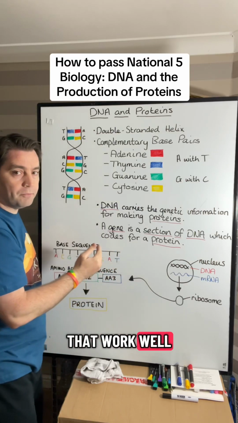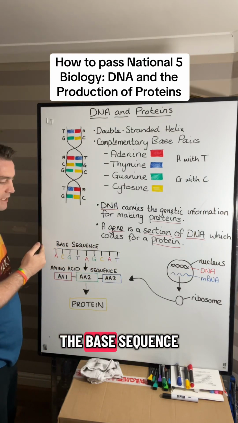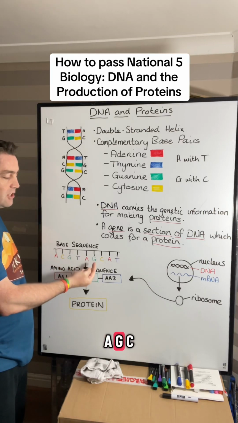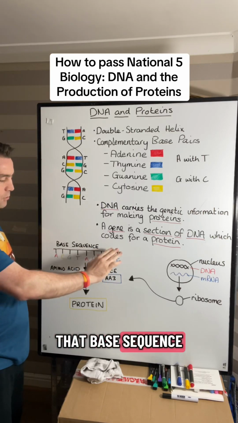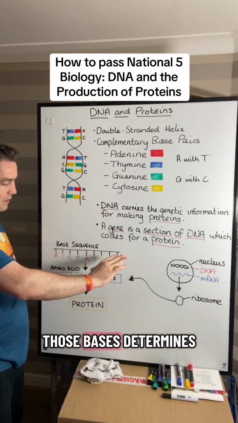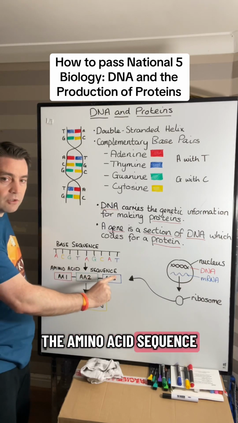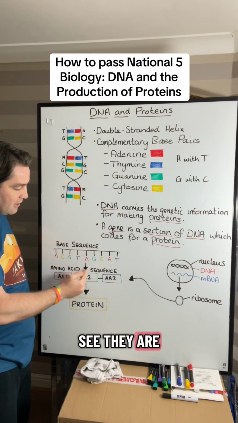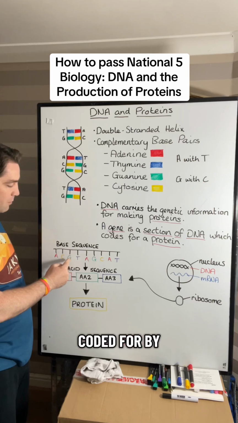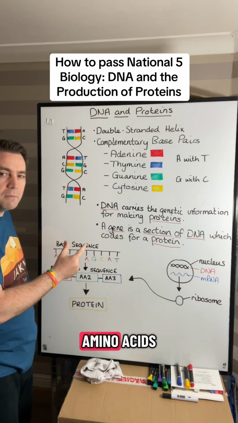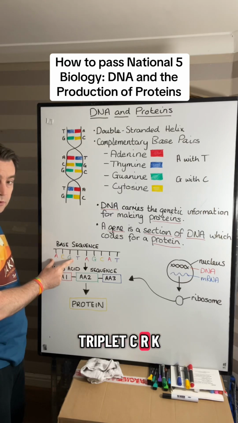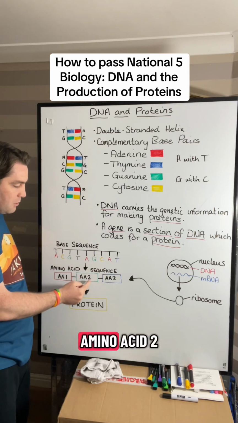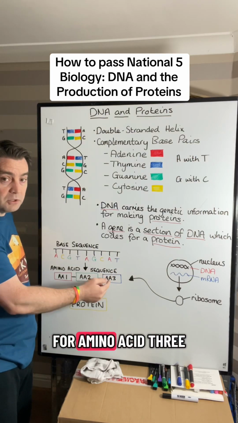And how does that work? Well, when we read the base sequence of our DNA, here's just a random sequence of A, C, G, T, A, G, C, A, T. That base sequence, the order of those bases, determines the amino acid sequence. These are amino acids, we've just randomly labelled them 1, 2, and 3 here, but you can see they are different amino acids because they are coded for by different bases. We code for amino acids in base triplets. So A, C, and G codes for amino acid 1, T, A, and G codes for amino acid 2, and C, A, and T codes for amino acid 3.